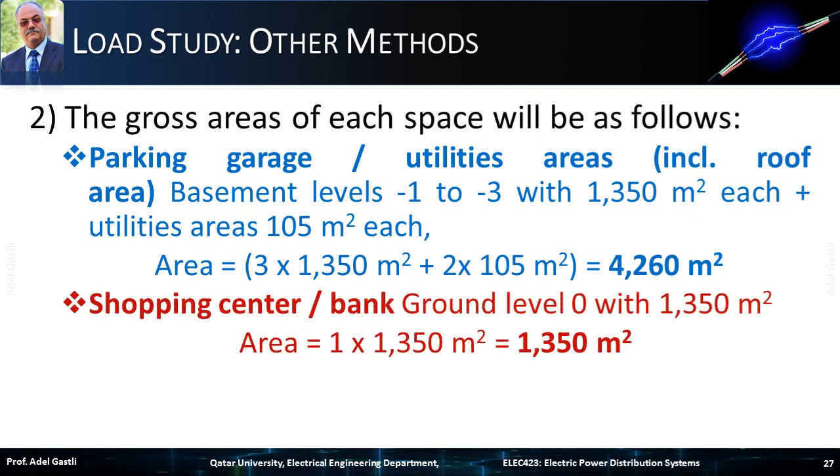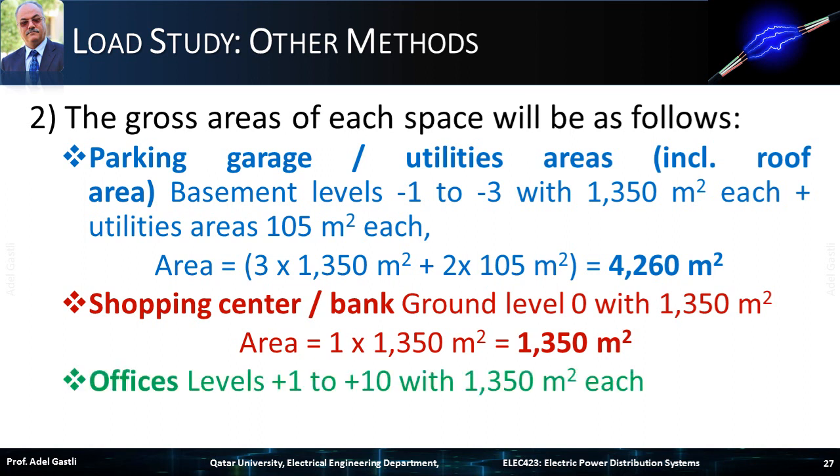For the shopping center and bank, which are located on the ground level 0, with a total area of 1,350 square meters per floor, leads to a gross area of 1,350 square meters. Finally, for the offices, since they are located on floors +1 to +10, which means 10 floors, with an area of 1,350 square meters per floor, we get a gross area of 13,500 square meters for the offices.